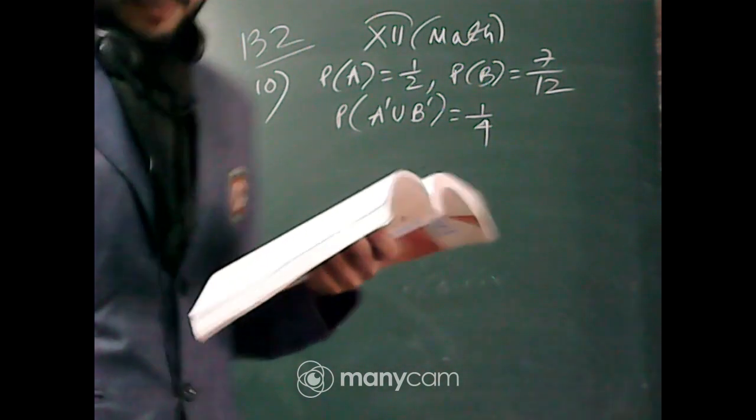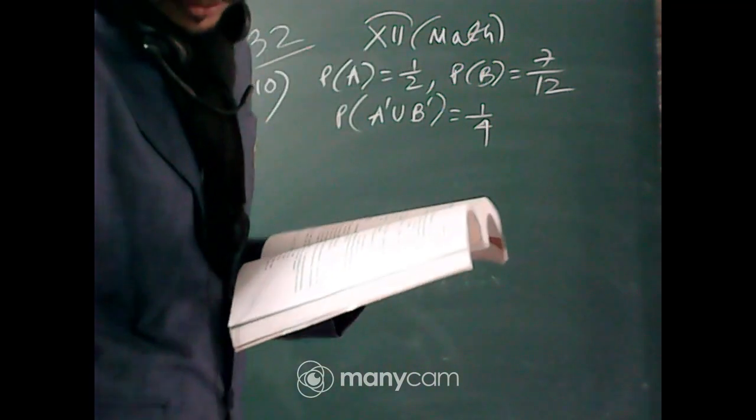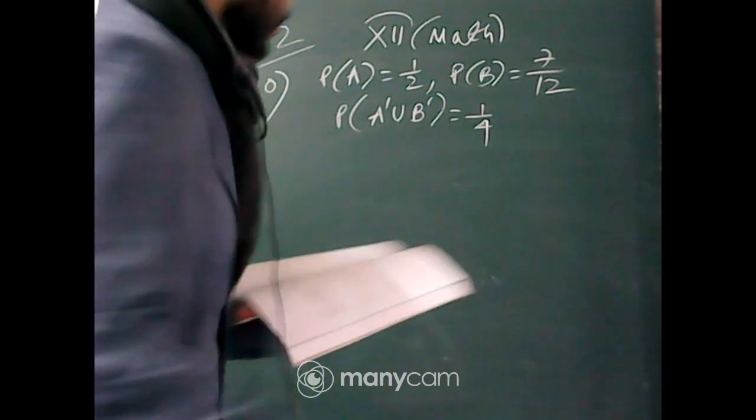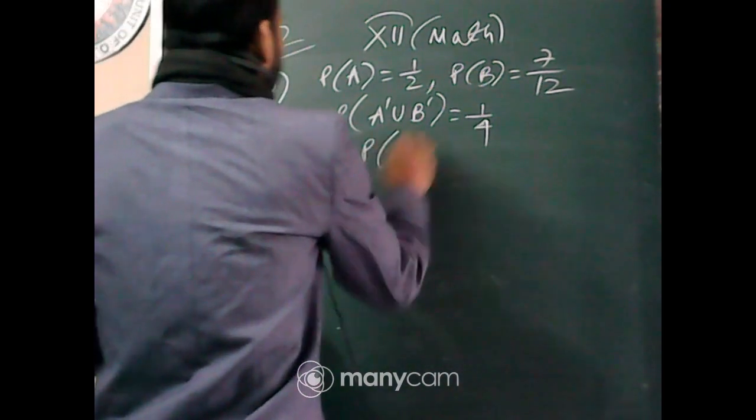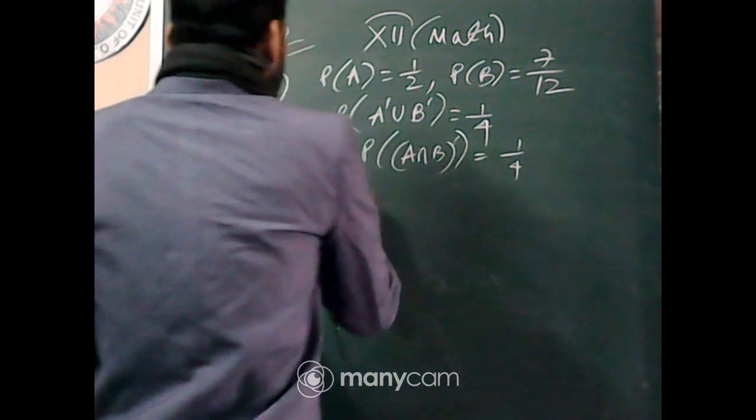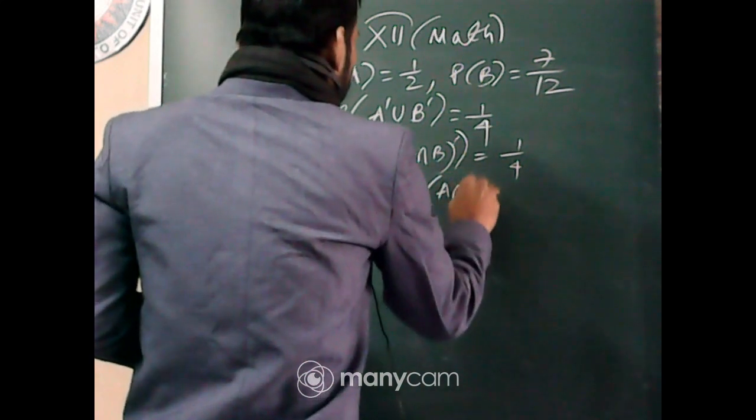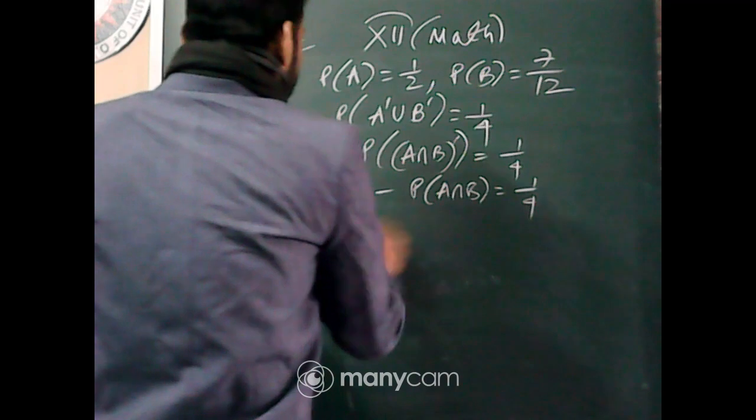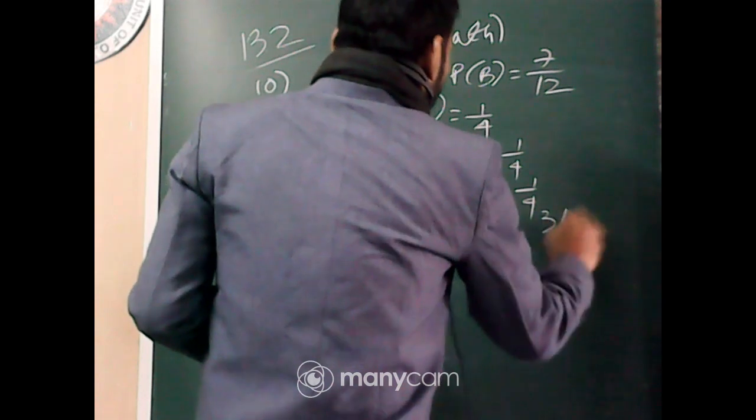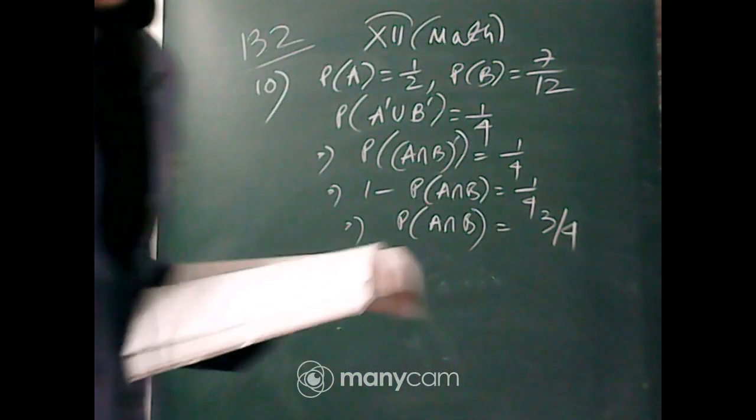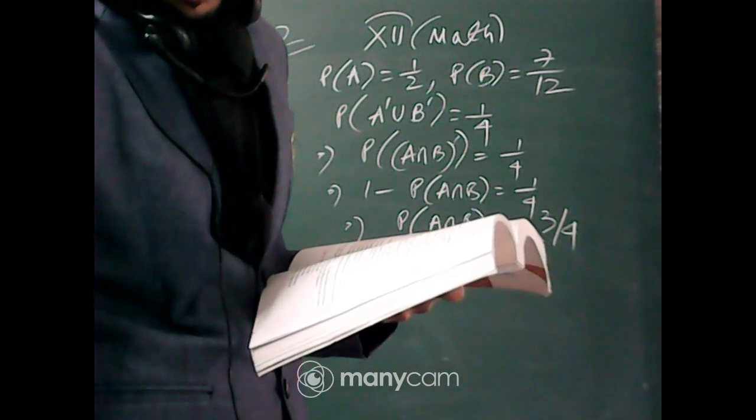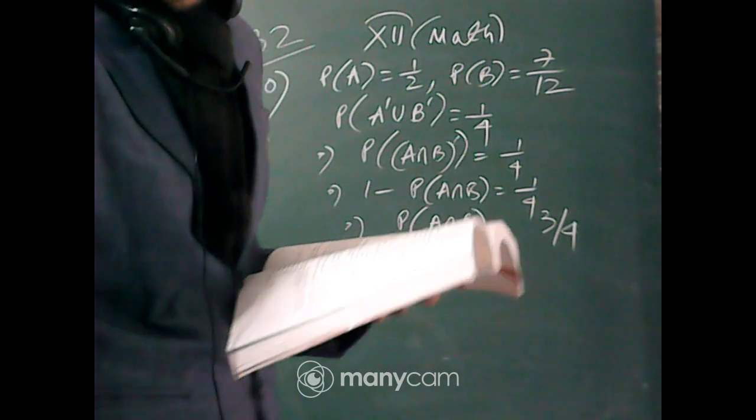Now state whether A and B are independent or not. That means P of (A intersection B) whole complement equals 1 by 4. That means 1 minus P of A intersection B is 1 by 4. So the probability of A intersection B is 3 by 4. Isn't it? You just do it in your copy and tell me.